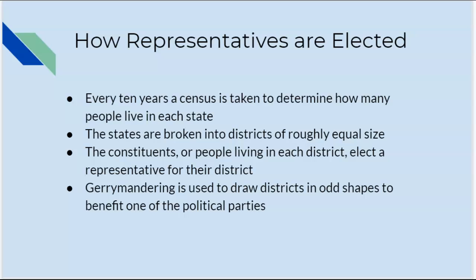So this then brings about a thing called gerrymandering. Gerrymandering is used to draw districts in odd shapes to benefit one of the political parties. It can be used to manipulate district lines, so that if the Democrats are drawing the lines, there are more Democrats in a district, to make sure that the representative that district sends is a Democrat, or Republicans can use it in the exact same way. It's just a way to manipulate who is going to gain representation in the House of Representatives.